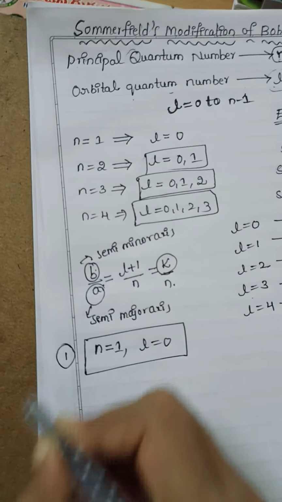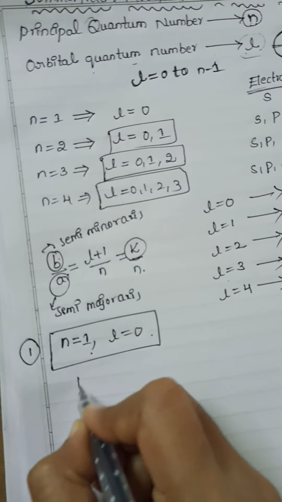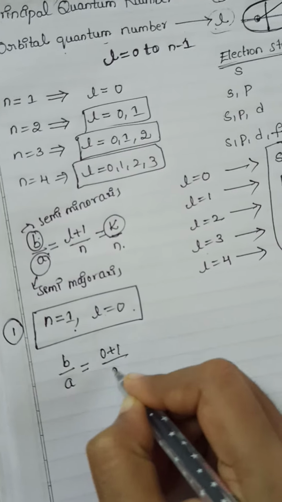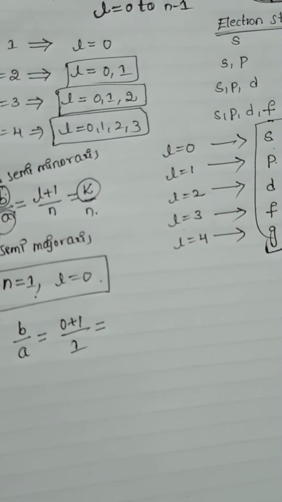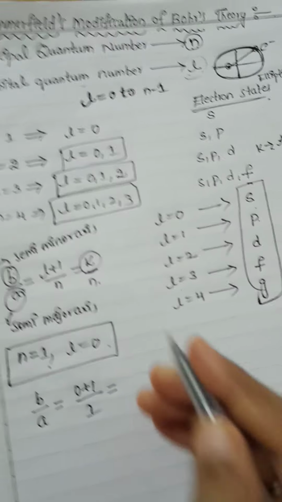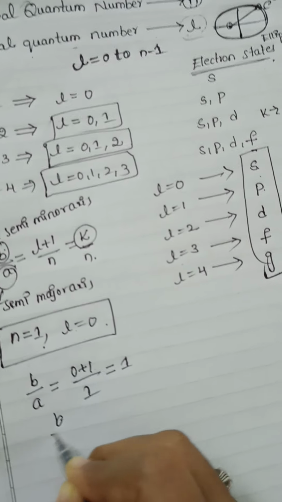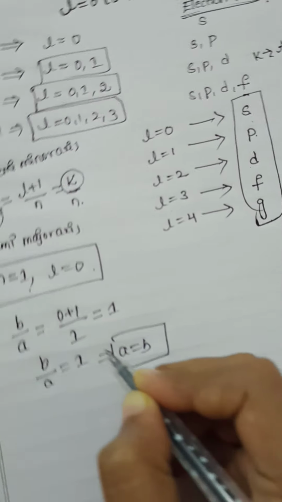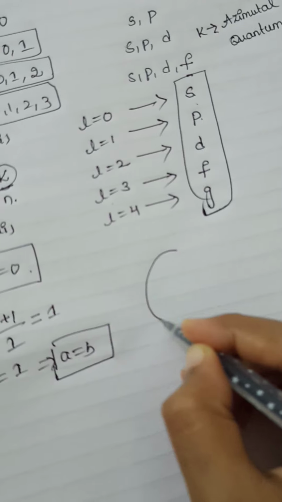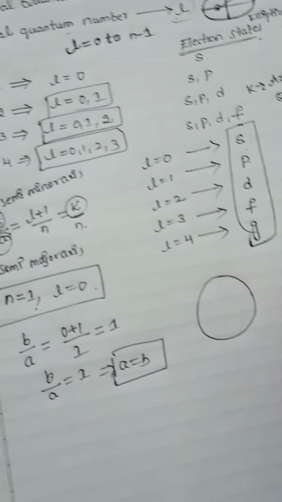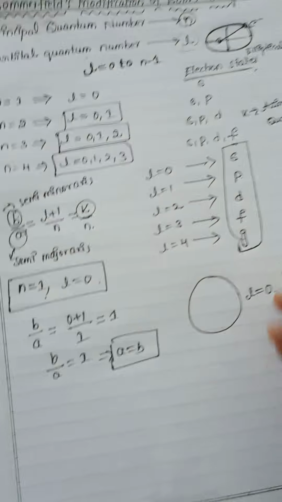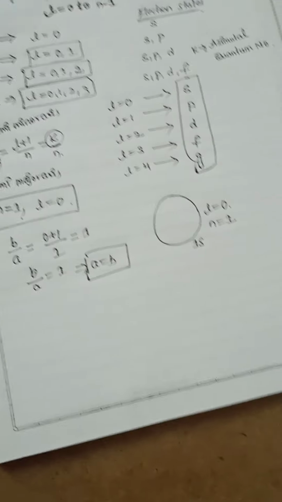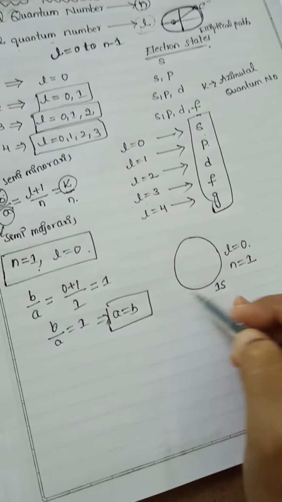Now the first condition is n is equal to 1 and L is equal to 0. Substitute it: B by A is equal to 0 plus 1 by 1, which is equal to 1. So B by A is equal to 1, that means A is equal to B. The semi-major axis is equal to the semi-minor axis. It represents a circle, with the condition L equal to 0 and n equal to 1. L equal to 0 means it is the 1s orbital. In the 1s orbital there is a circle like this.